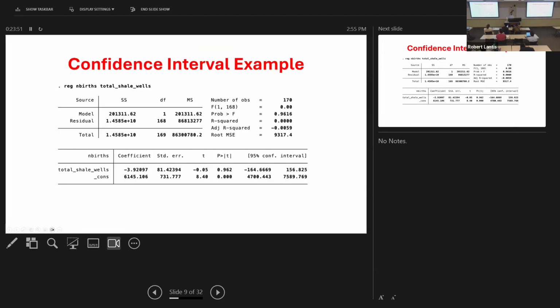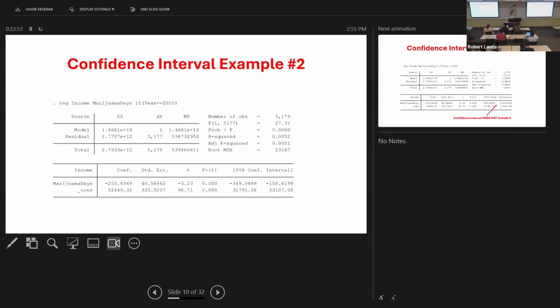So if I go back, I think I didn't put it here. Yeah, there we go. So we go back to our other example. We had something that we could reject at every level. So we definitely could reject at the 95% level with a p-value of 0. What are the possible values for the true coefficient here? They range from negative 350 to about negative 150. Notice all of these are negative values, right?